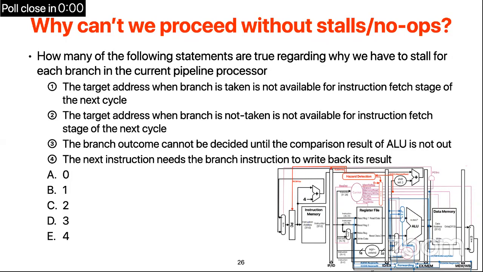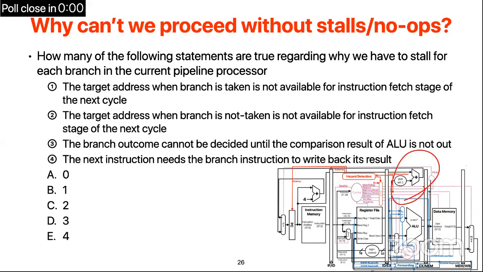Okay, Tui, I missed you. Hi, sorry about not showing up. No problem. My group all agreed that 1 and 3 are correct. 1 and 3. Okay, so why is the branch target address not available for the instruction fetch stage of the next cycle? Because it hasn't been calculated yet. Where is it calculated? It's calculated in, sorry, I'm looking for the right ALU. This one, right? Yeah, that one.